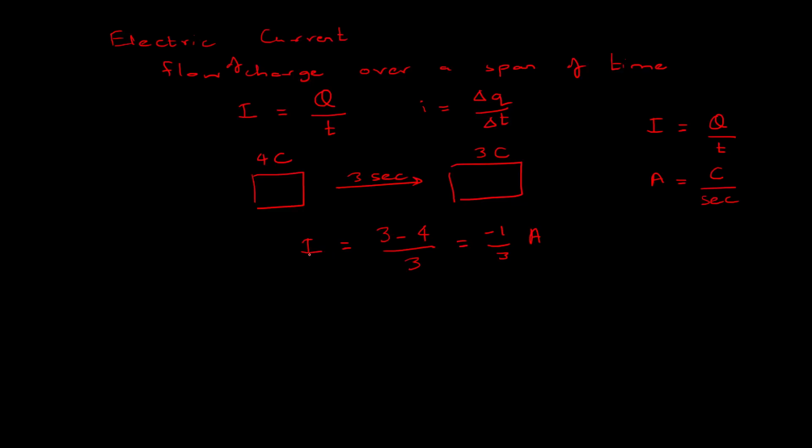Now, as you can see, the current that we got over here is negative. The reason is that the direction of current is actually taken to be opposite to the direction of the flow of charge.